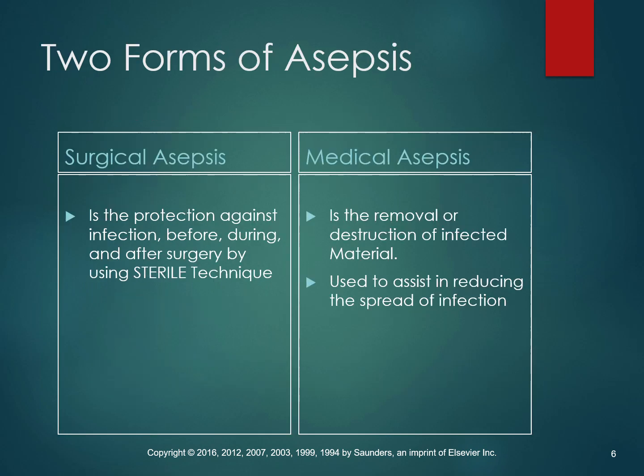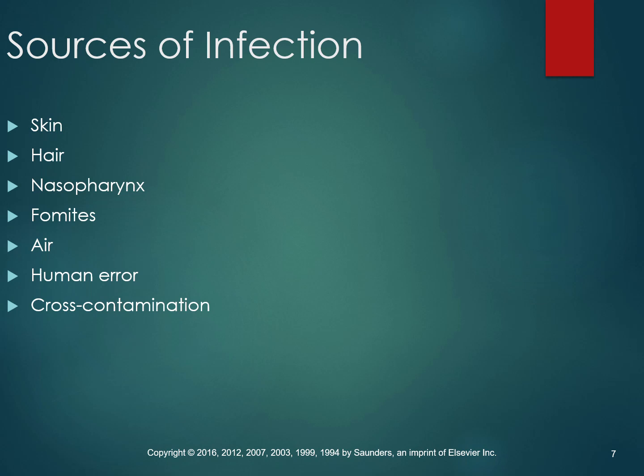So we have two forms of asepsis. We've got surgical asepsis and medical asepsis. With surgical asepsis, it's the protection against infection before, during, and after surgery by using sterile technique. Medical asepsis is the removal or destruction of infected material. It's used to assist in reducing the spread of infection. So there's a lot of different sources of infection: skin, hair, the nasopharynx, fomites, air, human error, and cross-contamination.